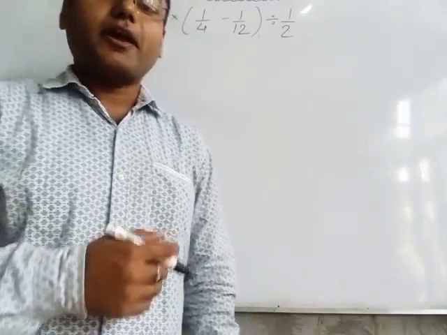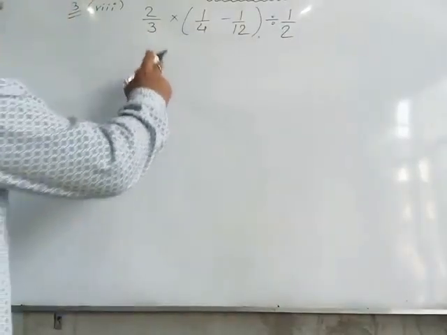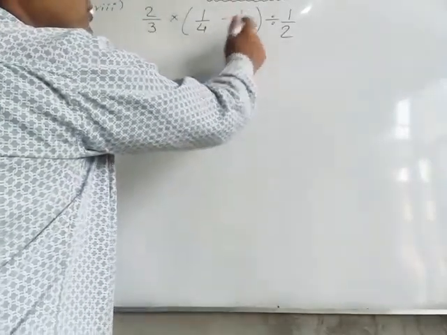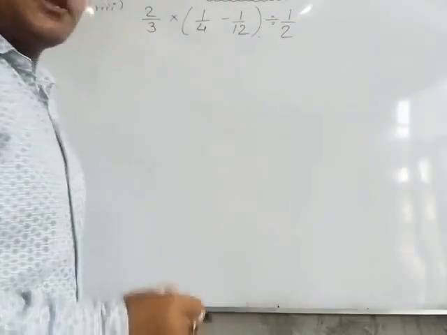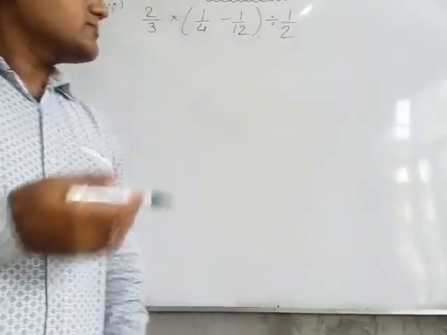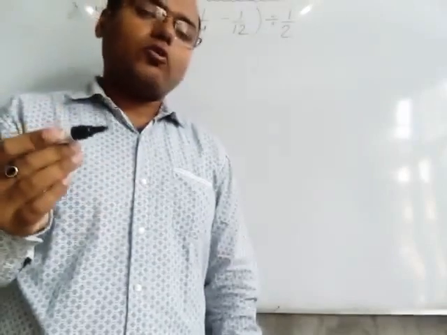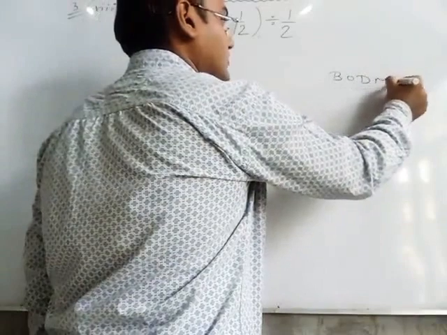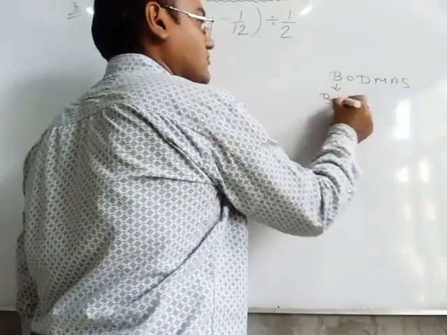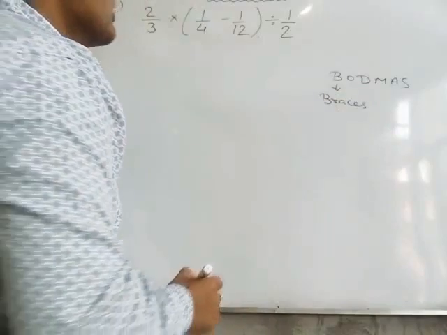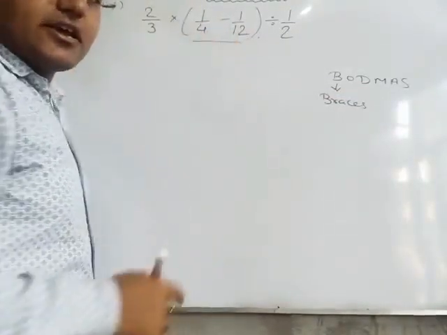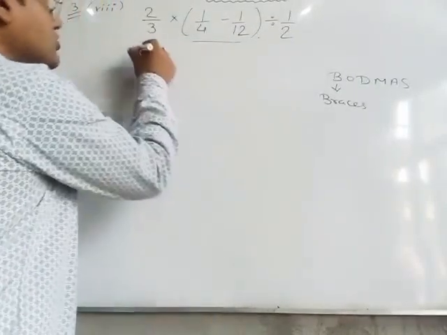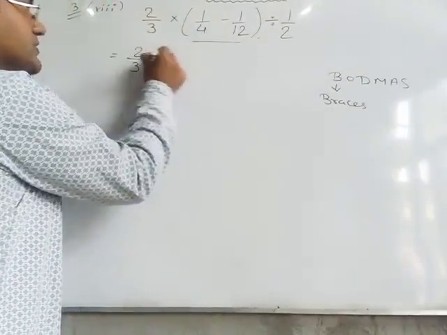Now see part number 8 of question number third. Eighth part, 2/3 multiply bracket 1/4 minus 1/12 bracket close divided by 1/2. So this is the question. Here again we have to apply the rule of BODMAS. BODMAS we will write here. So first of all braces we have to solve, braces or bracket. So inside the bracket minus is there. So in order to subtract these two fractions we have to take the LCM. So what we will do, rest of the things we will write as it is.